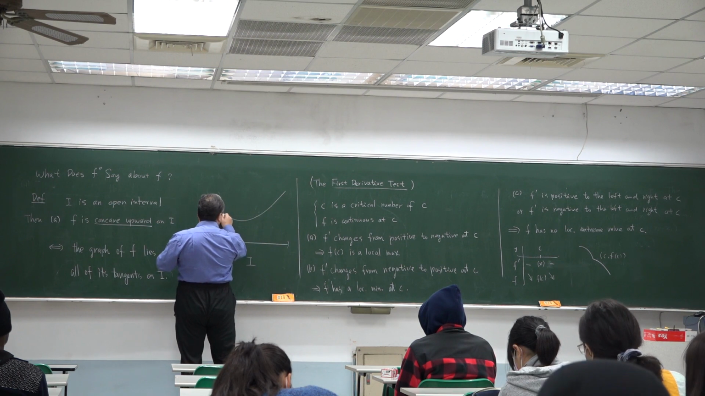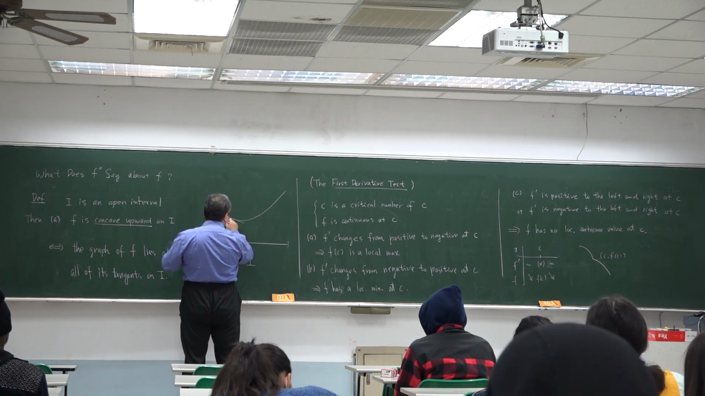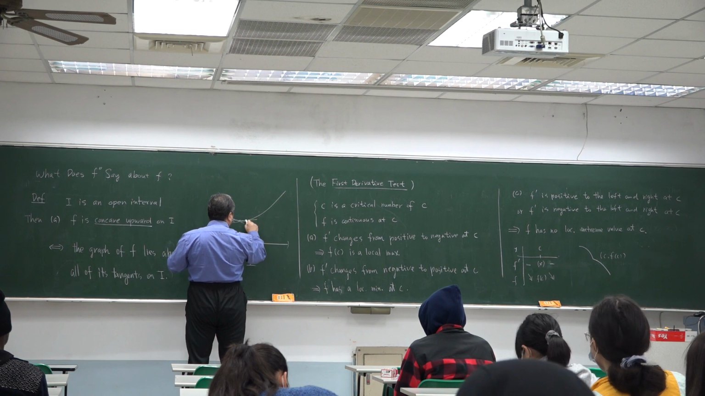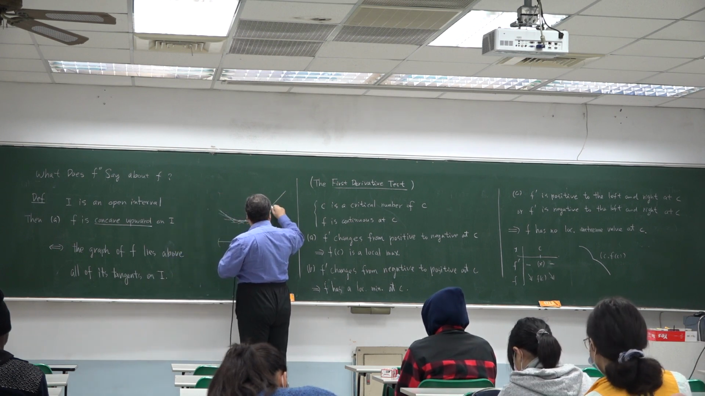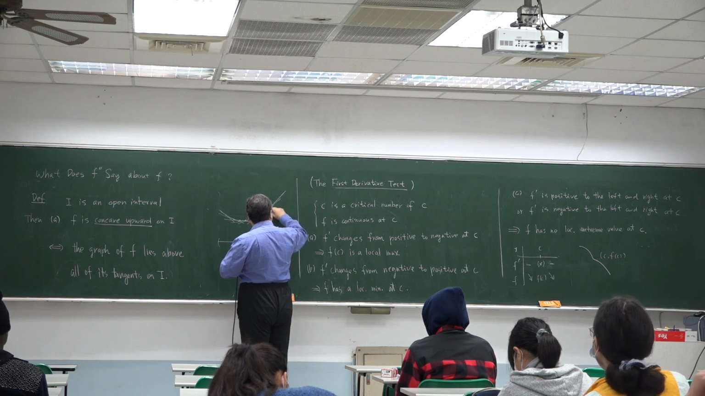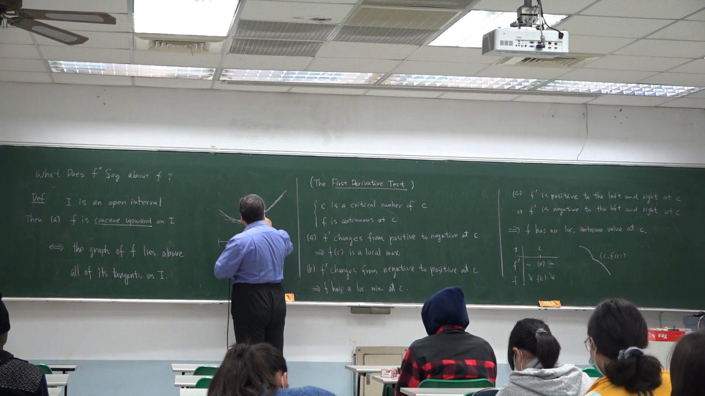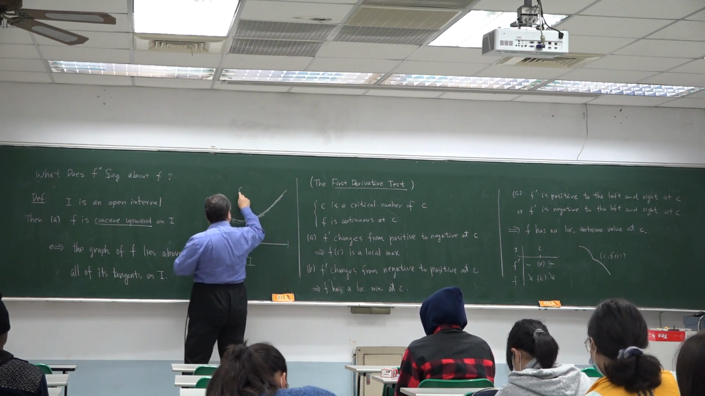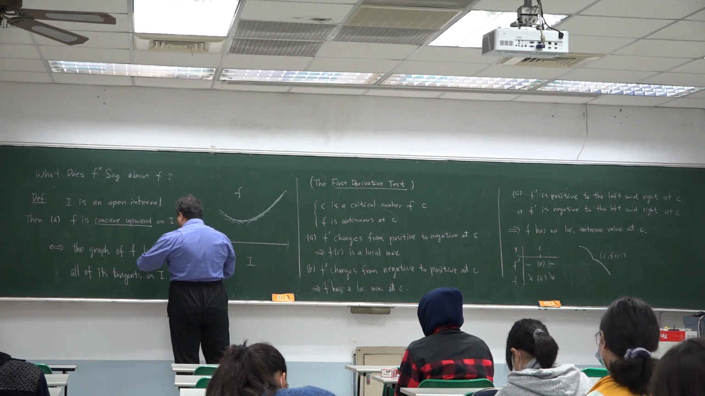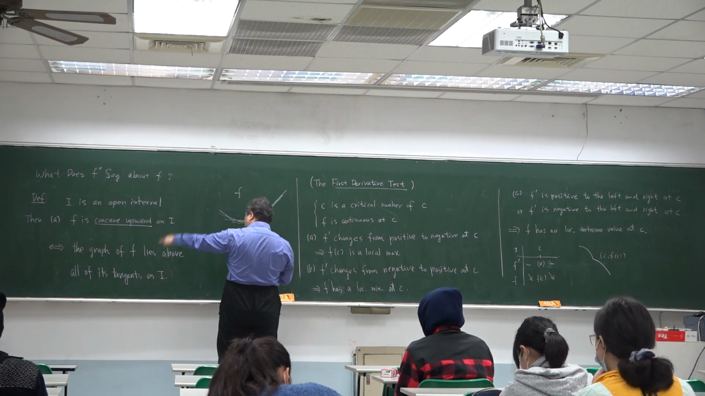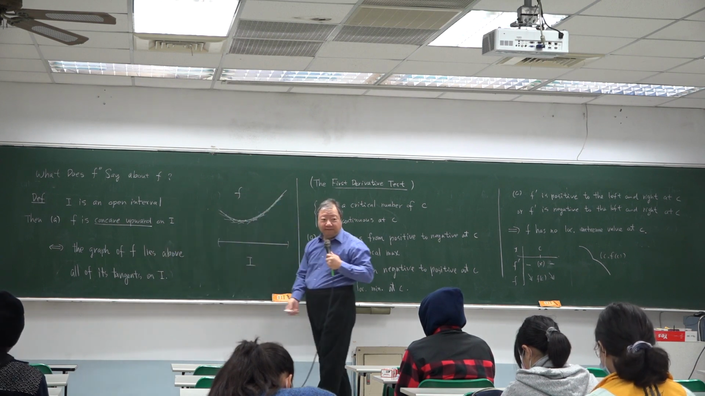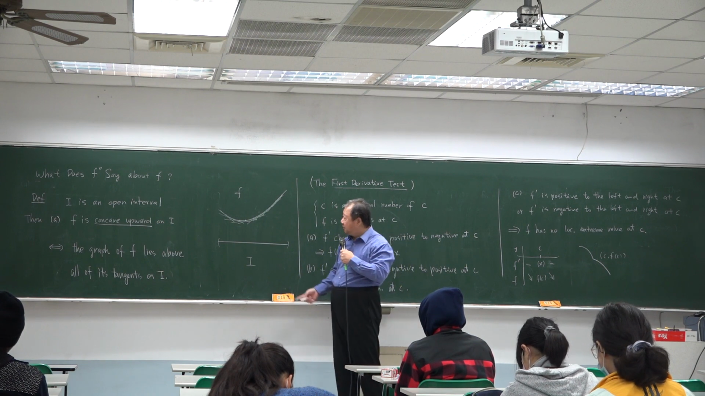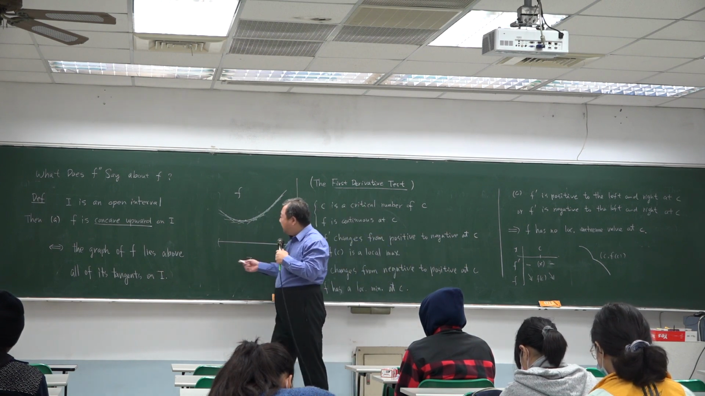Okay. Tangent, tangent, a tangent, a tangent. So the graph of the function f lies above all of its tangents, any one above. Okay? Then we say this function f is concave up on I.